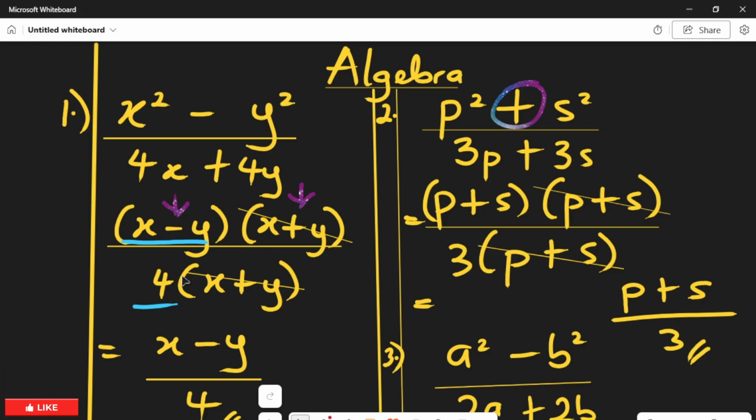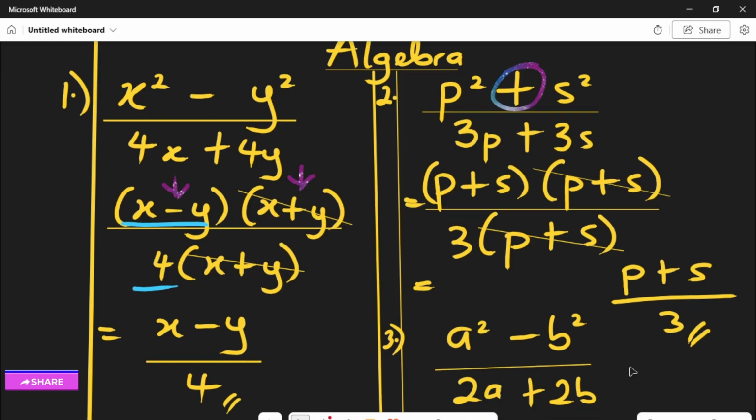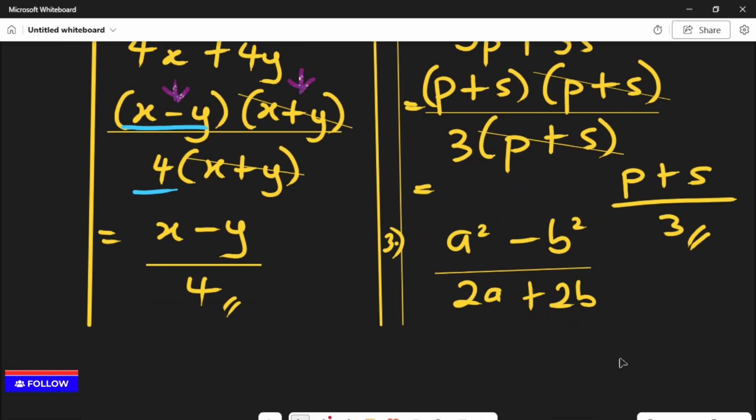So with this done, I want you to try this out. a raised to the power of 2 minus b raised to the power of 2, then the denominator is 2a plus 2b.